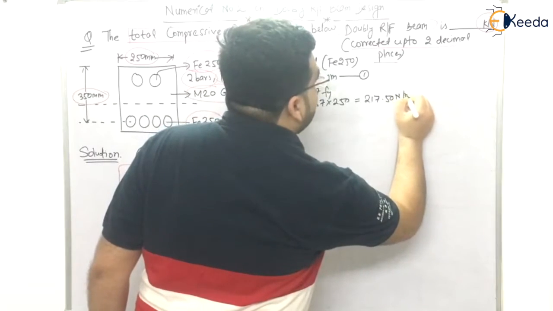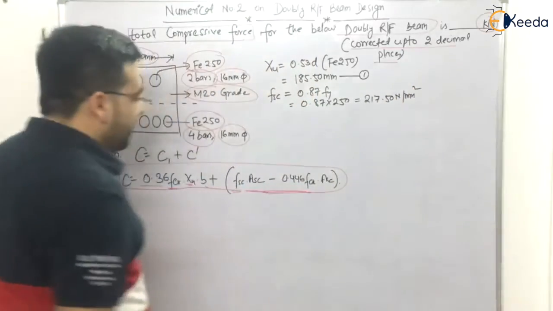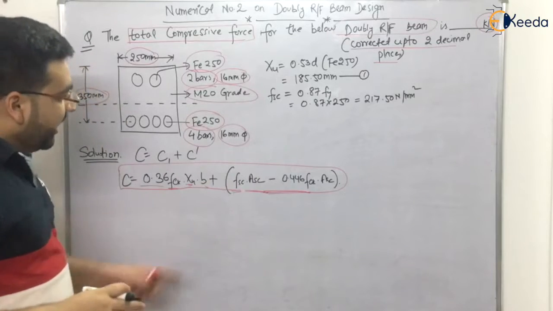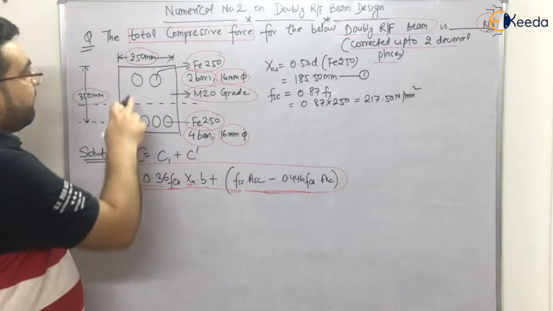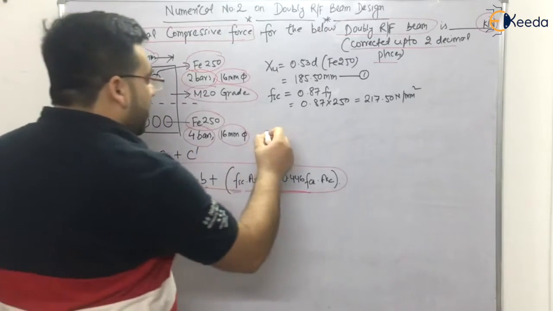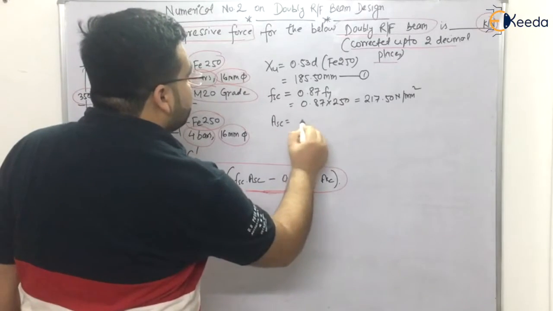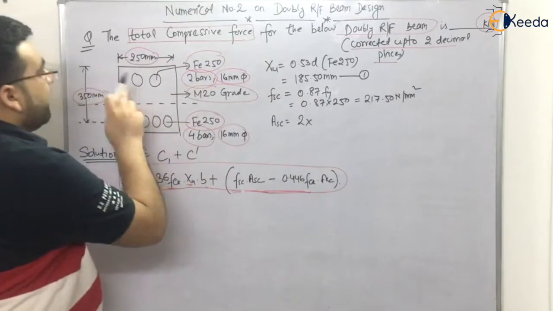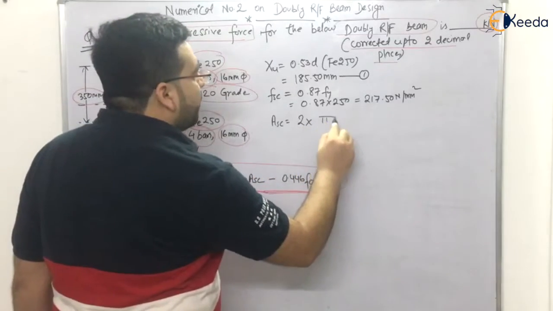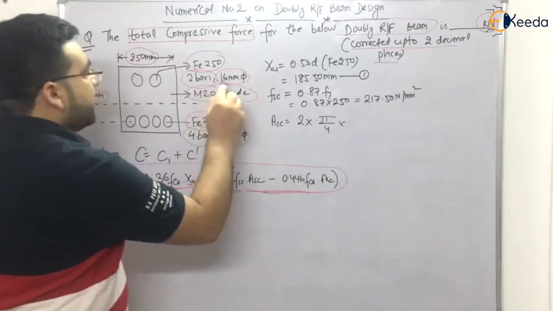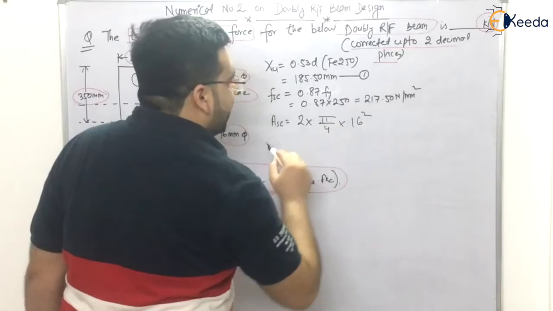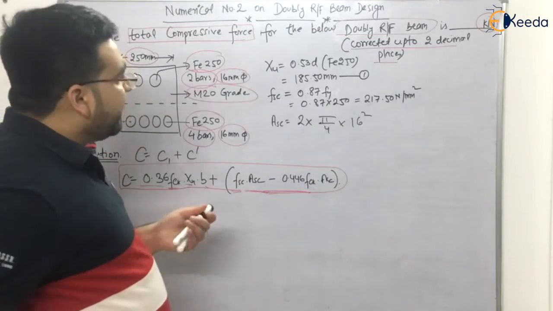217.50 Newton per mm square. Simple. Now ASC, area of steel in compression zone. So we have two parts, right? So area of steel in compression zone will be equal to 2 into the area of one reinforcement, pi by 4 D square. Pi by 4, how much is D? 16. 16 square, right? So it will be equal to, let me calculate it.